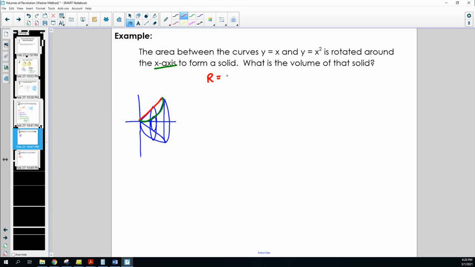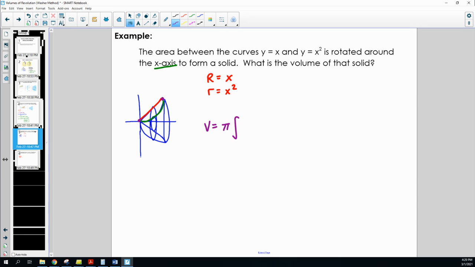So my big R is going to be x. My little r is going to be the one that's closest to my axis of rotation, so that would be x squared. Okay, so when I go to write my integral, I have pi times the integral. Now I need to know what my limits of integration are, so I need to know where these are intersecting.